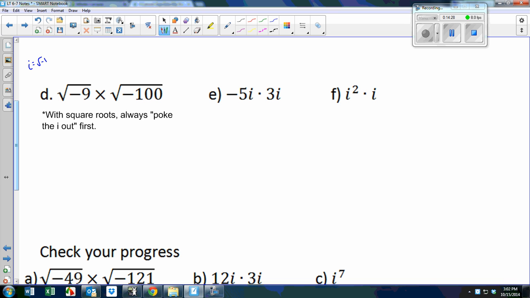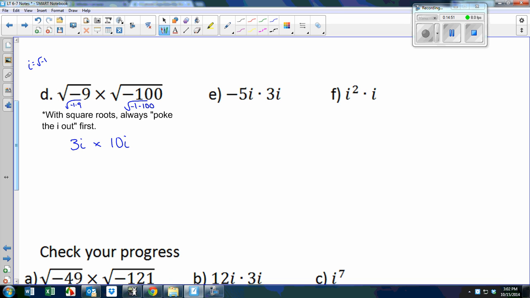So the square root of negative 9 is the square root of negative 1 times 9. The square root of negative 1 is i. The square root of 9 is 3. It's 3i. The square root of negative 100 is the square root of negative 1 times 100. So it's i times the square root of 100. That's 10. So it's i times 10, 10i.